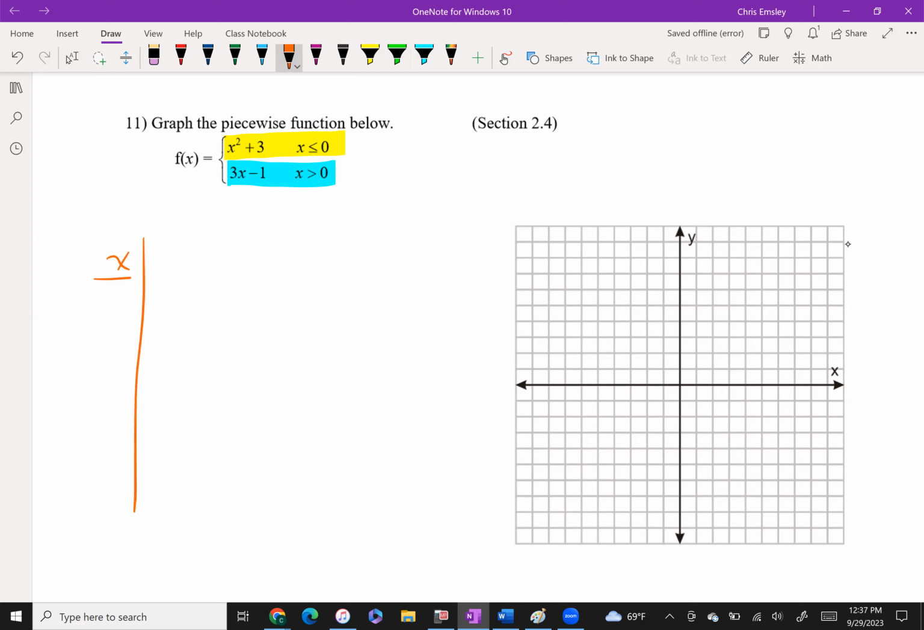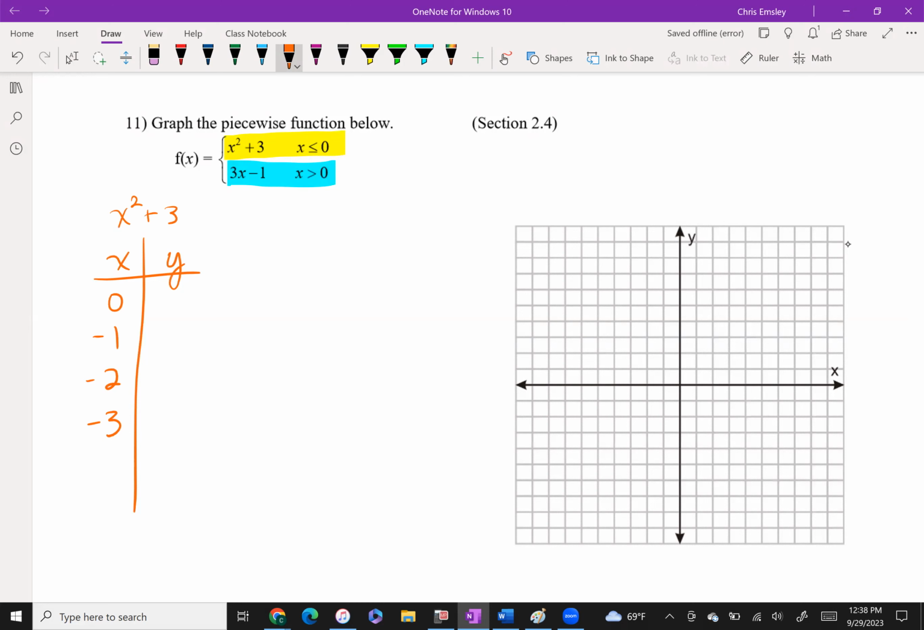So I like to make myself two t-tables for this. The first one is going to be for the x squared plus 3, and here I'm going to plug in x values that are less than or equal to 0. So 0, -1, -2, maybe -3. How many do we need? Just think about this graph first. X squared is going to be a parabola, plus 3, shifted 3 units up. So that gives us a picture in mind of what we're going to get before we even start graphing.